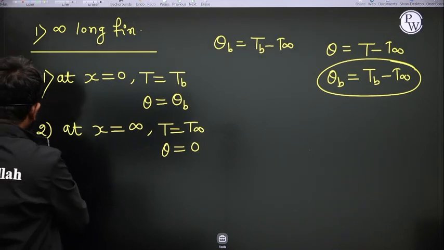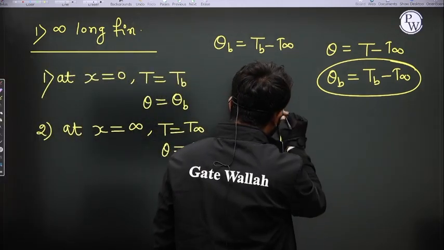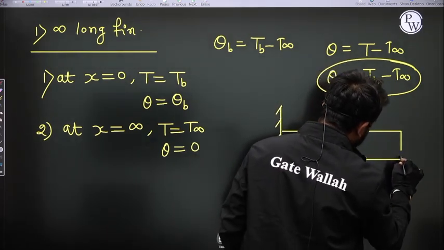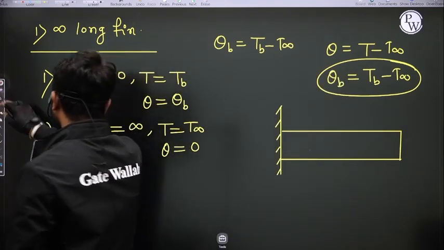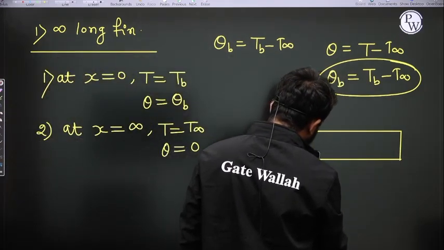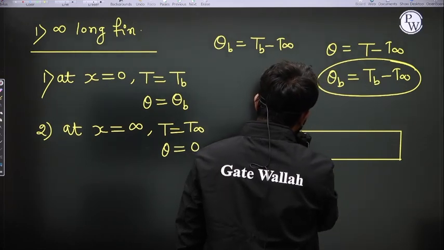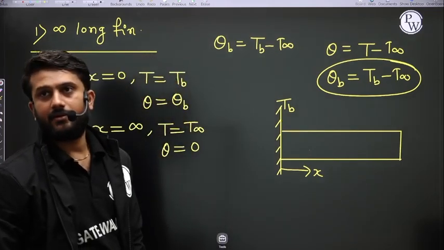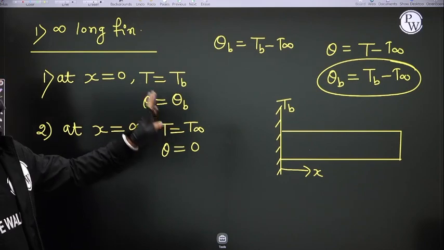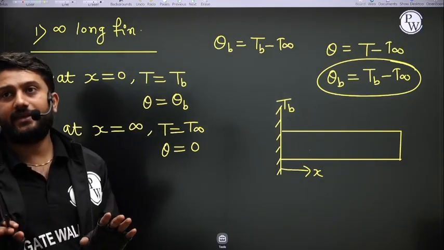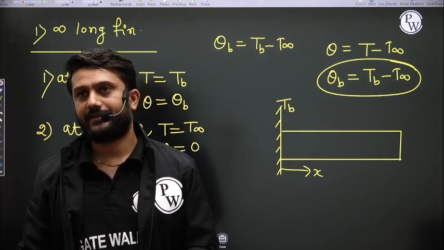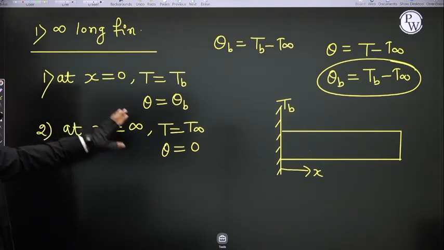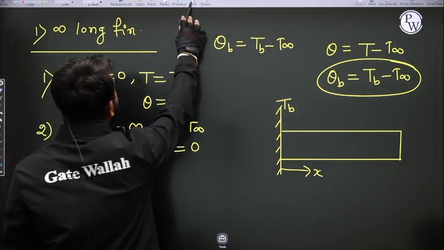Is it clear? Now see, here this is the wall, this is the fin, and this is the x direction. Here the temperature is the base temperature, and as we move in the x direction, the temperature decreases. So I'm assuming that at x equal to infinity, T becomes T infinity, and in this case theta is equal to 0.